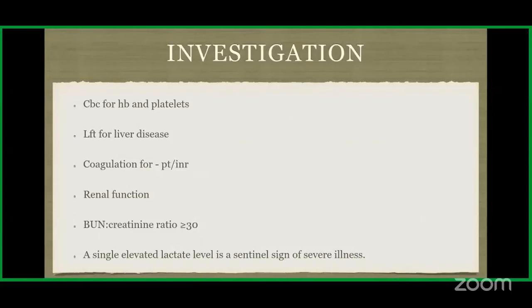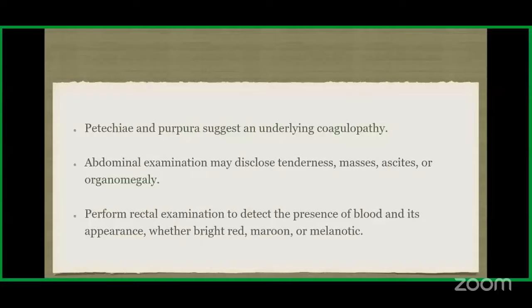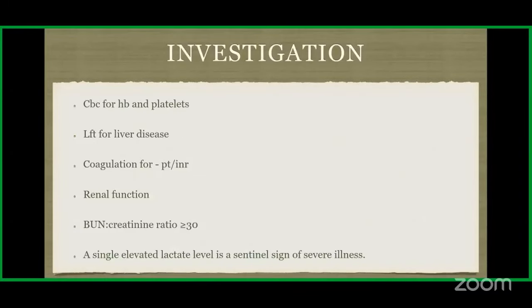Clinical diagnosis has to be made basically on the history and upon our examination in the ED. The investigations which back up all these things in the case of a GI bleed: you go for a CBC, especially to check the hemoglobin levels, because a patient with a massive GI bleed might land into anemia and might need transfusions. Patients with underlying coagulopathy disorders, platelets have to be checked. LFT for liver disease, coagulation profile, PT/INR, renal function; the urea-creatinine ratio should be checked, and if more than 30, it's alarming. And lactate level has to be checked.